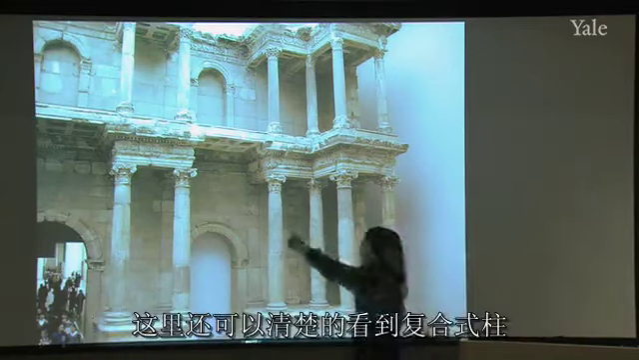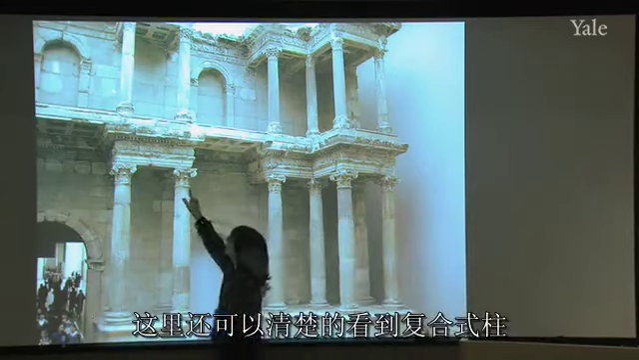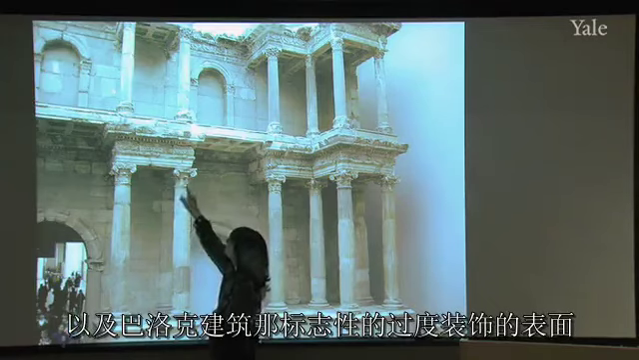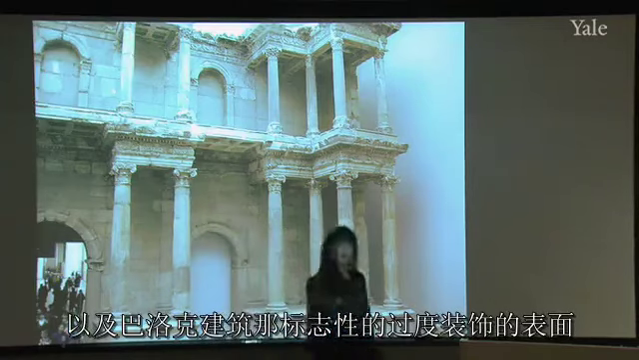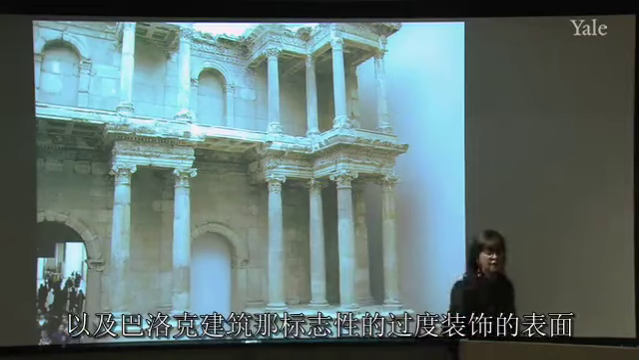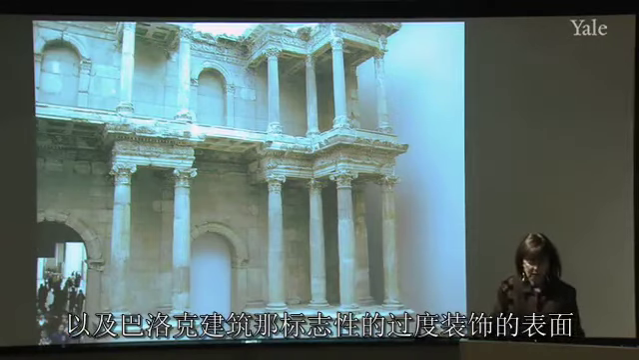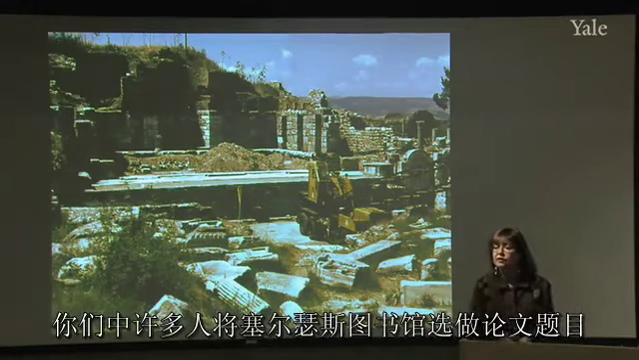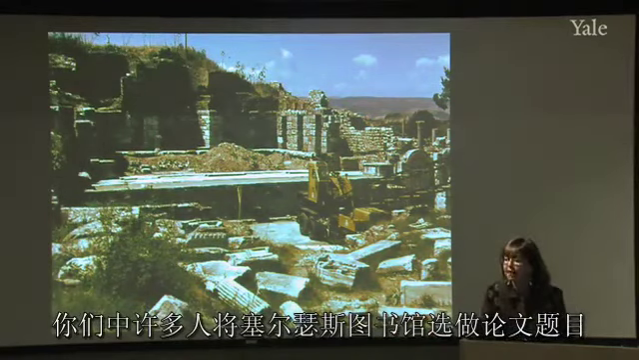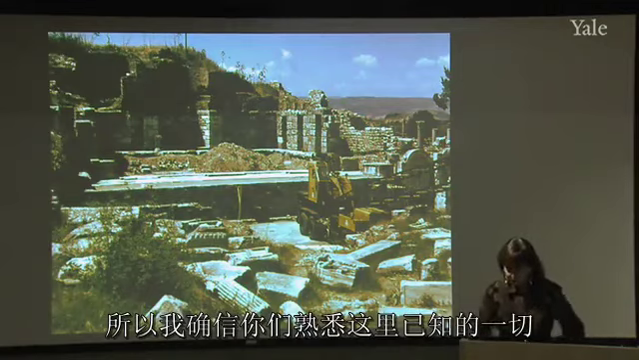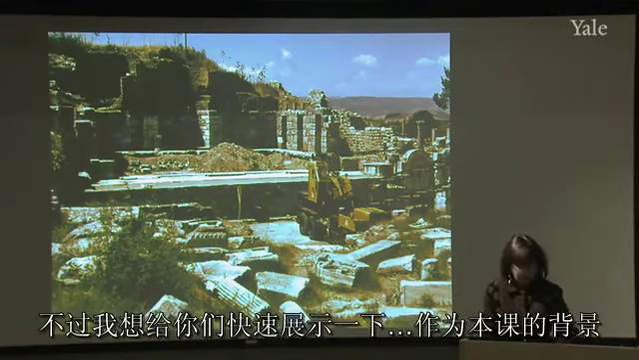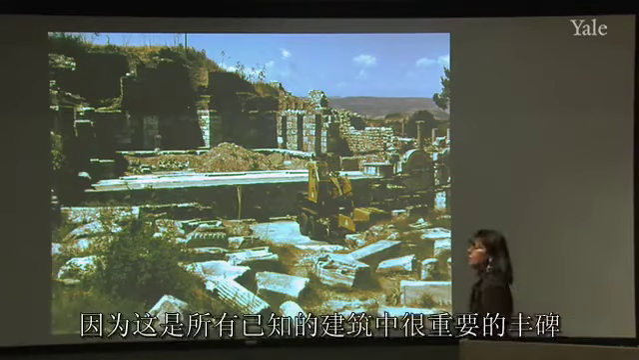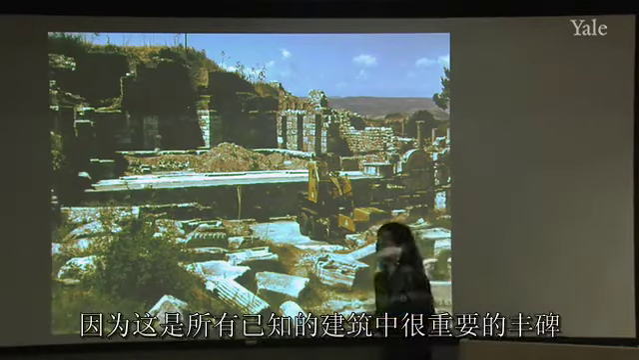Here you can see also very well the composite capitals, as well as, once again, this interest in an almost overly decorative surface that is so characteristic of Baroque architecture. A number of you embarked on the Library of Celsus as your paper topic, so I'm sure you know everything there is to know about that, but I want to show it to you quickly in the context of this lecture because it's an important monument for all of you to be aware of.